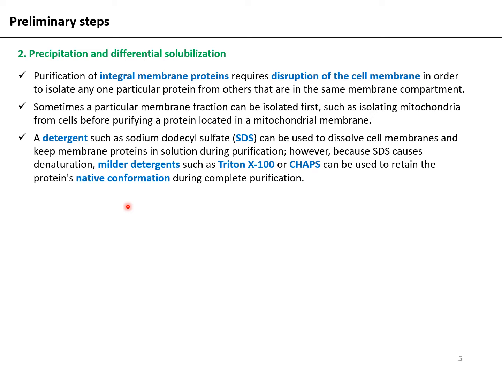So it is imperative that you are able to maintain the native conformation, that you are able to preserve its fold, because ultimately a protein's function is determined by its structure. So in order to do that, avoid detergents like SDS, and use milder detergents like Triton X-100, CHAPS, or even more sophisticated detergents like LMNG, DDM or GDN. These can be used.